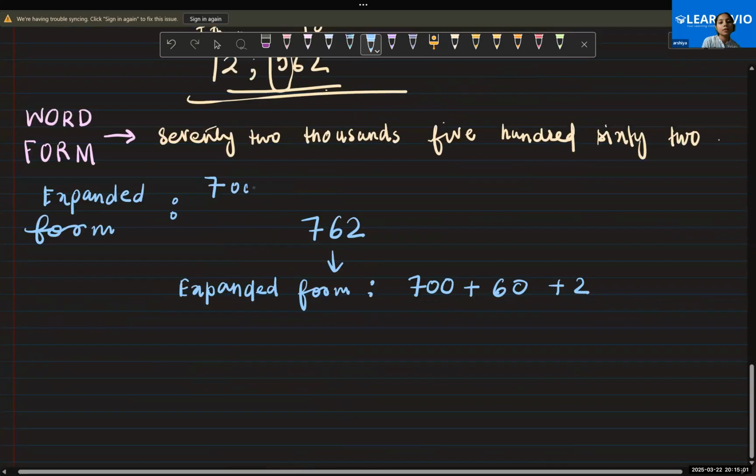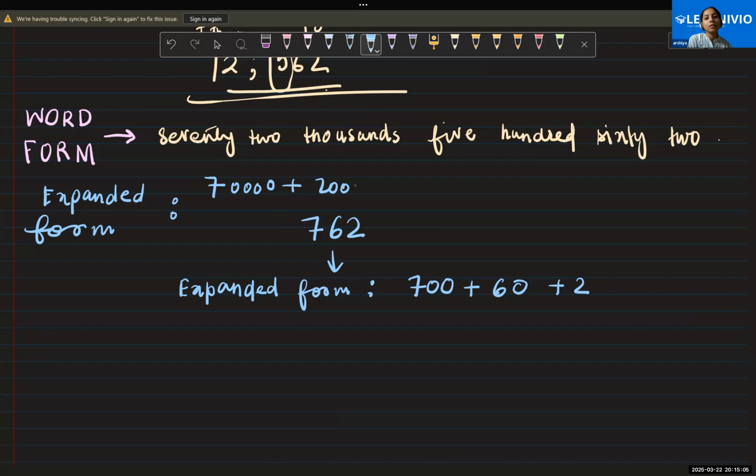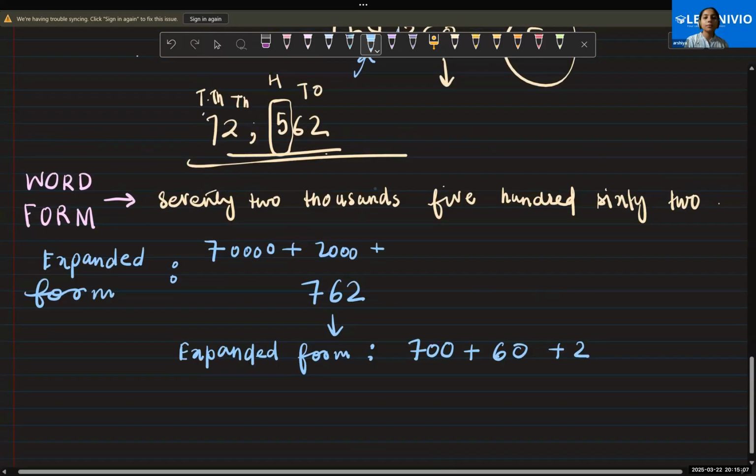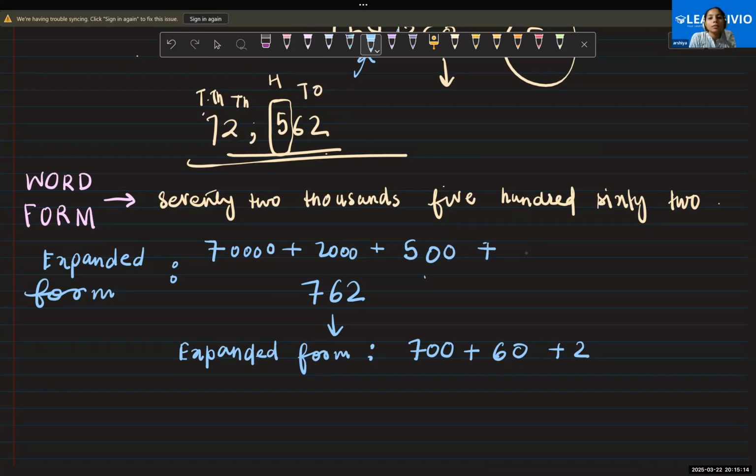Plus 2,000. 70,000 plus 2,000 plus 500 plus 60 plus 2. So is it clear? Expanded form for 10,000 numbers. Yes. Write this down. Expanded form for this number. Write it down. Done, ma'am.